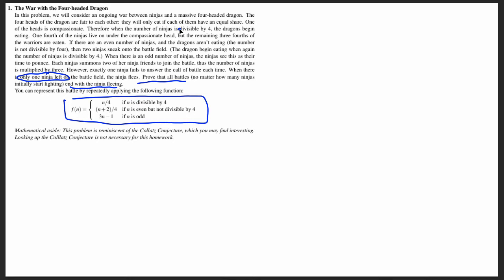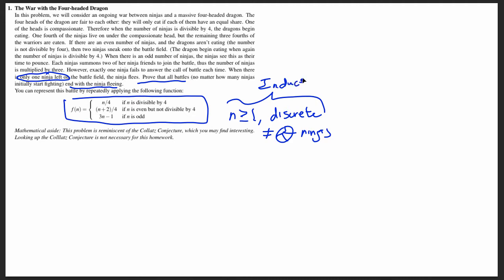Excellent. So we now discovered these clues. What do these clues tell us? N is greater than or equal to 1 because you have one or more ninjas, and N is discrete, which basically means that you can't have fractional ninjas. So these two clues together give you a strong indication of induction, which you'll need to prove whatever you want to prove. Now, how do we formalize the statement?